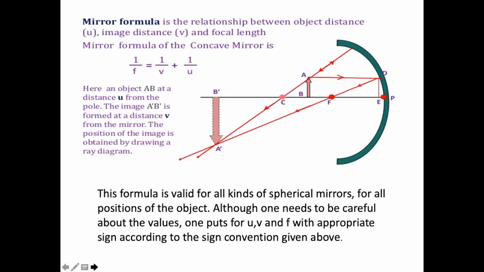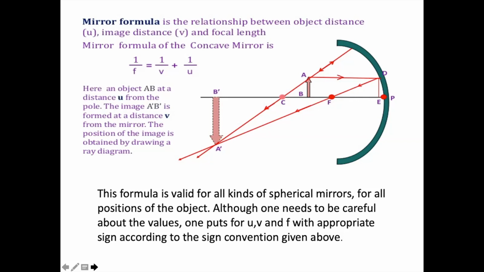Remember the mirror formula. You are not going to derive it in 10th standard. You will be learning it in higher classes. So just remember the formula: 1/f = 1/v + 1/u. They can ask you the mirror formula, so they will tell you in exams, explain the mirror formula. In the mirror formula, 1/f = 1/v + 1/u, where f is the focal length, v is the image distance, and u is the object distance.